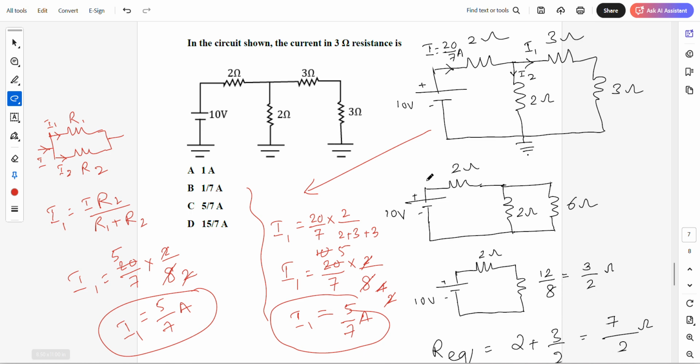Be careful in the calculation. Don't make silly mistakes, otherwise you won't get the correct answer.